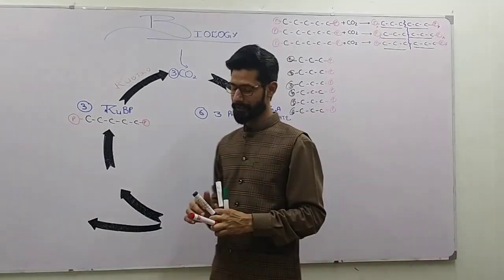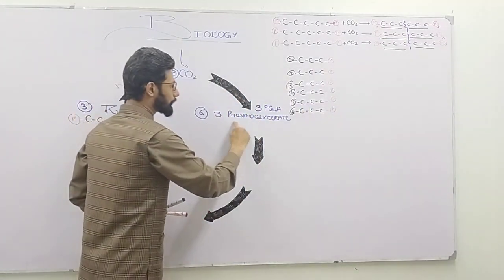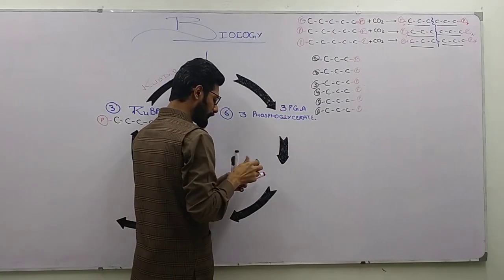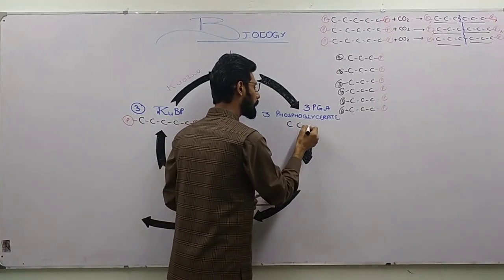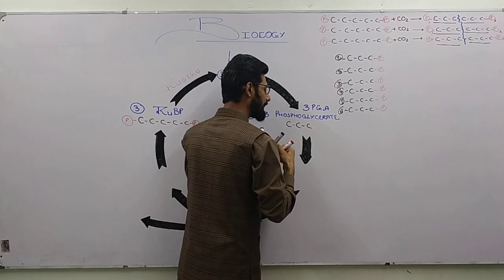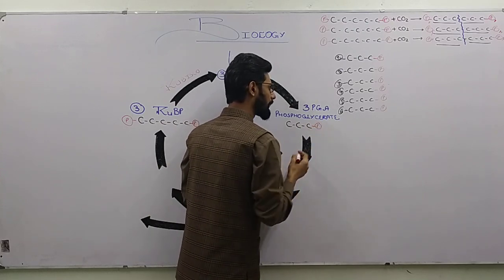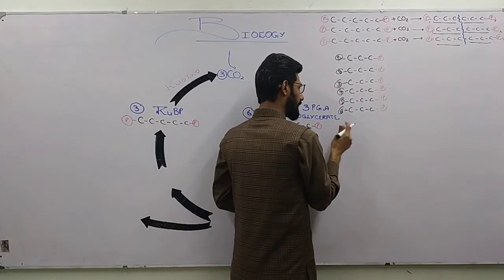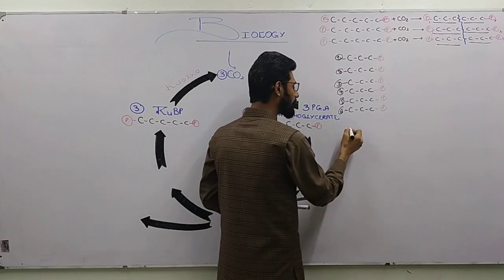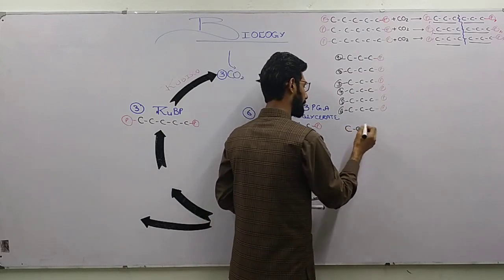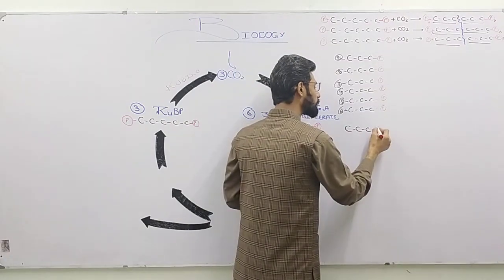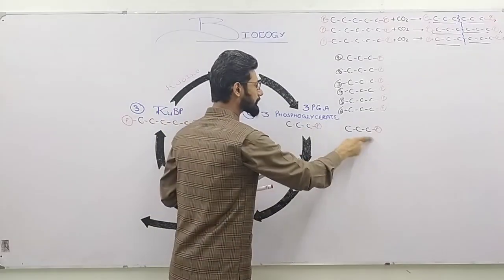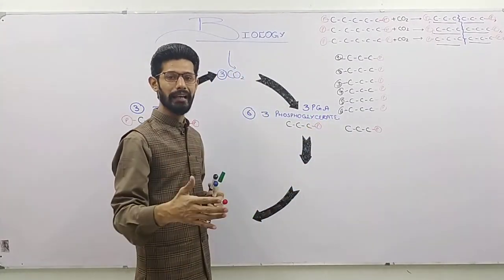So what happens next? Now, the 3-phosphoglycerate, meaning 3-PGA. The structure of 3-PGA is just like this: 3 carbons and phosphorus on its third carbon. Why is this called 3-PGA? This is called 3-PGA because it's a 3-carbon compound containing phosphorus at its carbon number 3. Therefore, it's known as 3-PGA, 3-phosphoglyceric acid.